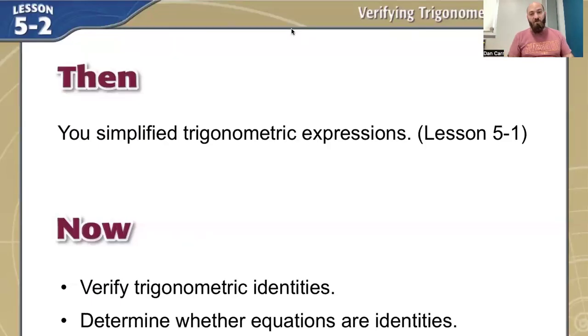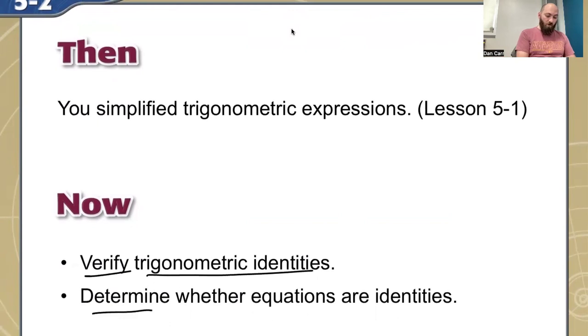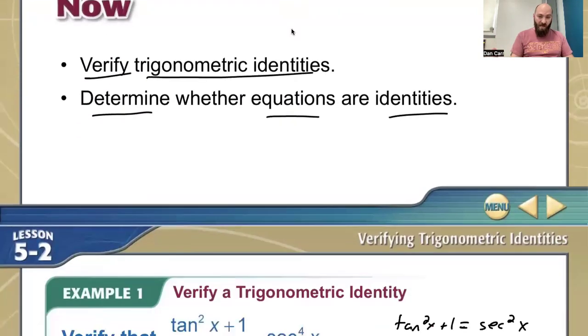We're going to be looking at 5.2 day 1 here. We talked before about simplifying our trigonometric expressions. Now we're going to use our identity idea. We're going to verify our trigonometric identities and determine whether the equations are identities. Okay, so what does that mean exactly?